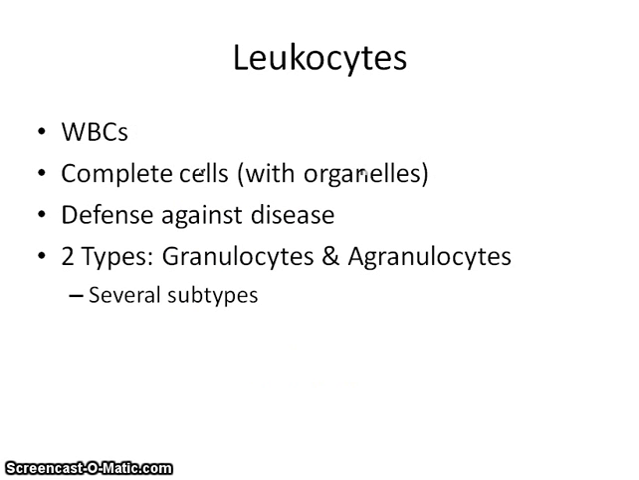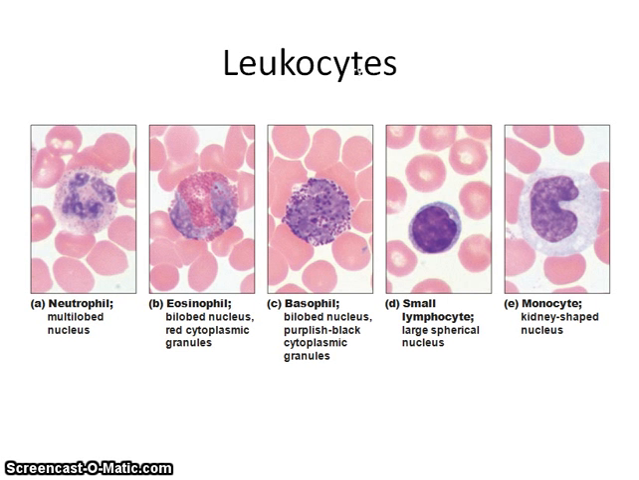But moving on, we have the white blood cells. These are complete cells. That means that they have all the organelles and a nucleus. They are your main defense against disease, and there's two types. If we blow up what we were looking at earlier, you'll see everything from the neutrophil, the eosinophil, and basophil, the first three, those are your granulocytes, and then the last two, the lymphocyte and monocyte.